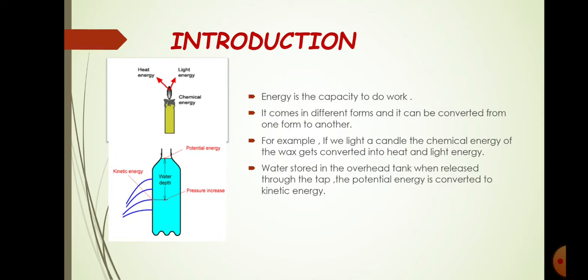We also know, children, that energy comes in different forms and it can be converted from one form to another form. For example, if we light a candle, the chemical energy in the wax is converted into heat and light energy. You can see the picture on the slide. You also know about the potential and the kinetic energy. You can see the picture there.